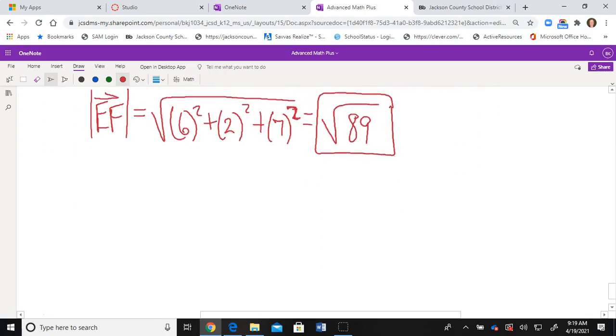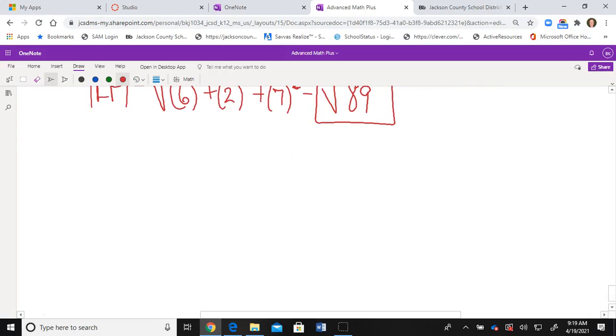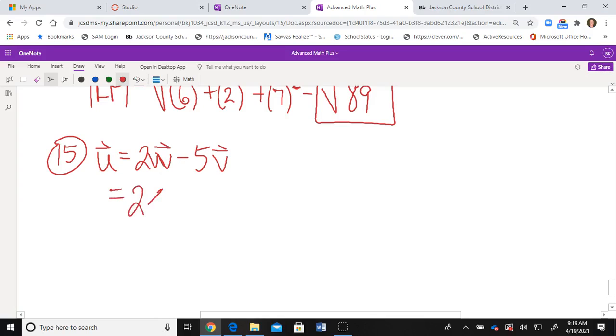15. We're back to finding vector u again. So vector u for 15 is 2 times vector w minus 5 times vector v. I wrote that wrong at first, that should be w. On your paper, they give you w and they give you v. You just have to plug it in.